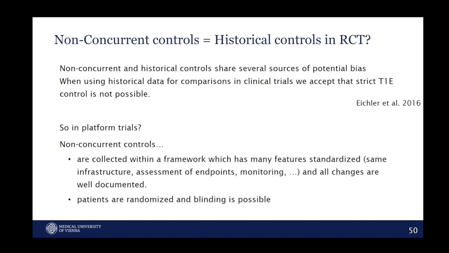Are non-concurrent controls the same issue as we discussed about using historical controls in randomized controlled clinical trials? Non-concurrent and historical controls share several sources of potential bias, and when using historical data for comparison in clinical trials, we accept that the strict type one error control is not possible. So what about platform trials? Non-concurrent controls have a much higher standard because they're collected within a framework which has many features standardized. So we have a much better data quality. Same infrastructure, assessment of endpoints, monitoring, all changes are well documented, and patients are still randomized, and blinding is possible.